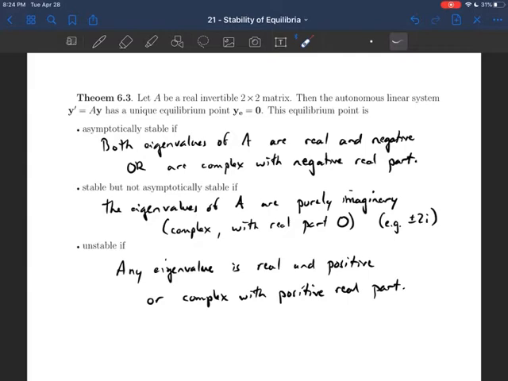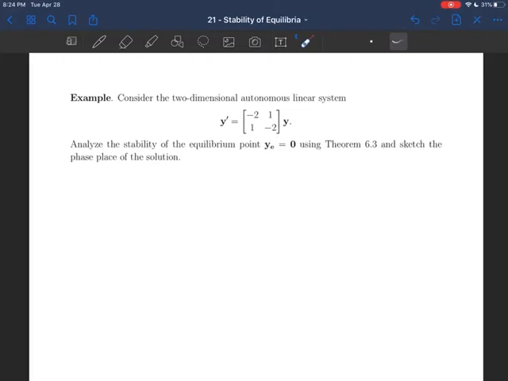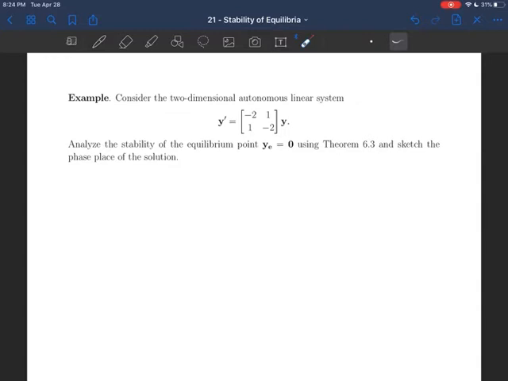We're just looking at the eigenvalues and deciding, are they both negative, or do they both have negative real part? If so, then it's asymptotically stable. If not, then it will be unstable if one of them has a positive real part, and it will be stable but not asymptotically stable if the real part of both of them is 0.